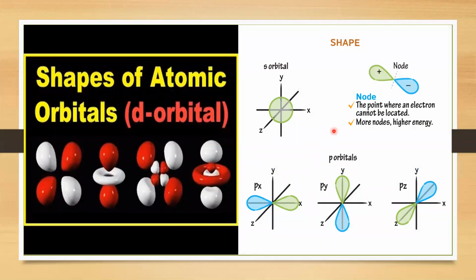Hence, we can determine here the nodes. In an s orbital we have a spherical shape, and a node is the point where an electron cannot be located. More nodes means more energy.